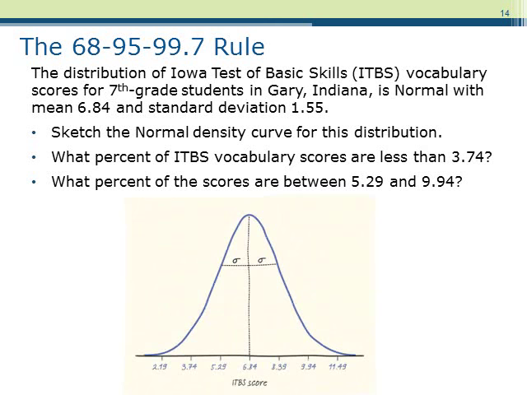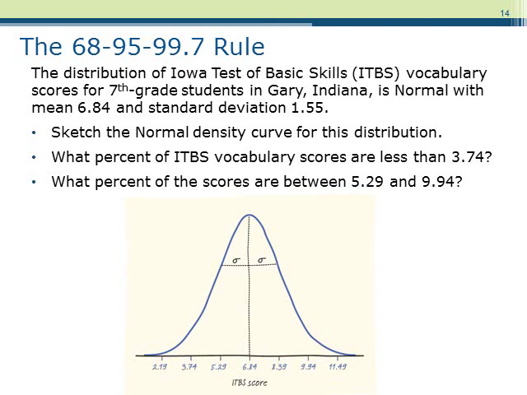So first, the distribution is normal, so we have a bell curve. We have a peak at the mean of 6.84. If we add and subtract 1.55 from 6.84, we will see the range of values for which 68% of the observations lie. This is the range of values that are within 1 standard deviation of the mean.